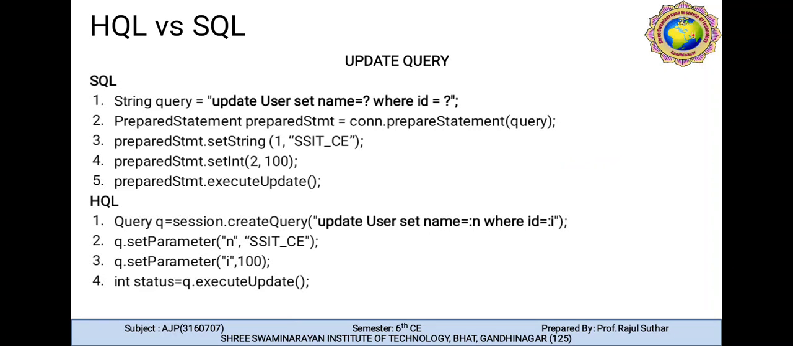For HQL we have to write a query: q is equal to session.createQuery, update user set name is equal to :n where id is equal to :i. Here we are using the question mark form in SQL. Then q.setParameter, first n, then ssit_ce, q.setParameter, first i, and the second value is 100. Integer status is equal to q.executeUpdate if we update the query.